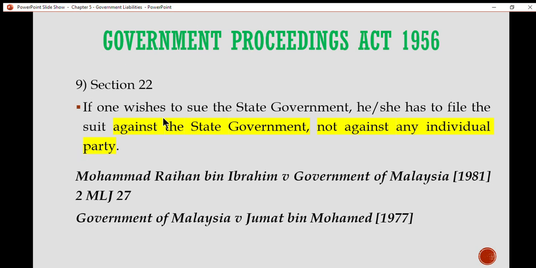Basically, there are two landmark cases that you may refer to in regard to the government's tortious liability. For example, you may refer to the case of Muhammad Raihan bin Ibrahim against the Government of Malaysia. This happened in a school. An action was brought against the government for an injury sustained by a pupil during a practical gardening class. What happened there? The students were given a changkul, however, without proper warnings by the supervisor or the teachers.